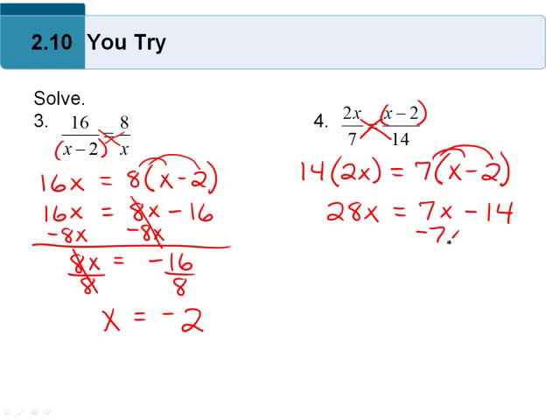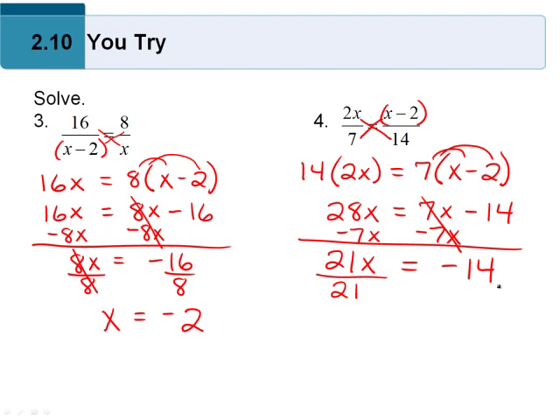I'm going to subtract 7x from both sides. So that's going to be 21x equals negative 14. Okay? And now to get rid of that 21 so that the x is by itself, divide by 21 on both sides. Okay? So we have x.